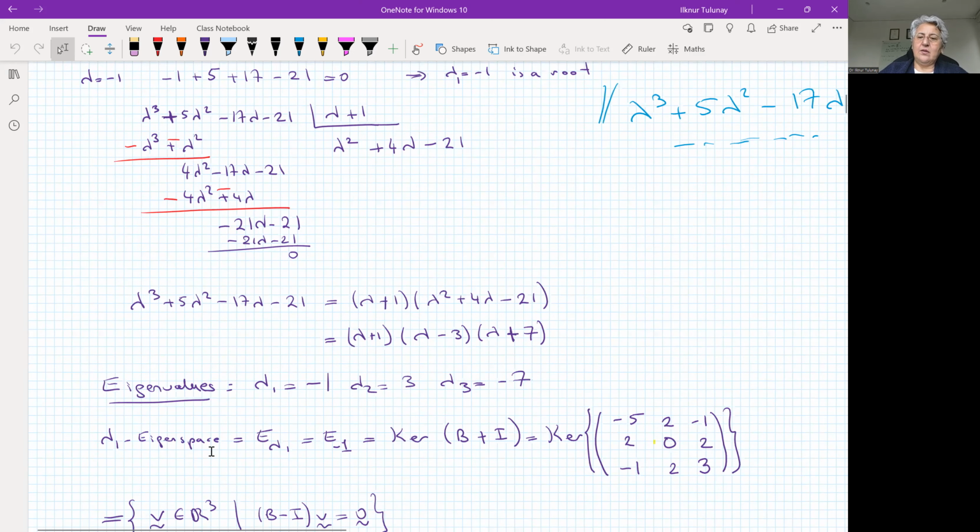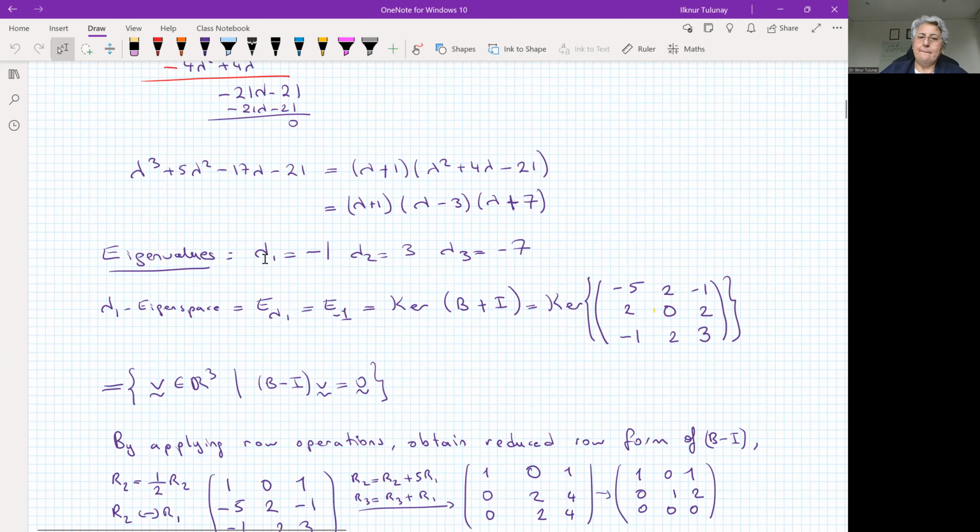Let's start from lambda 1 is equal to -1. So lambda 1 eigenspace, there are several ways to write it down for the notation, and this is the notation I'm using. This is the eigenvector space with respect to lambda 1.